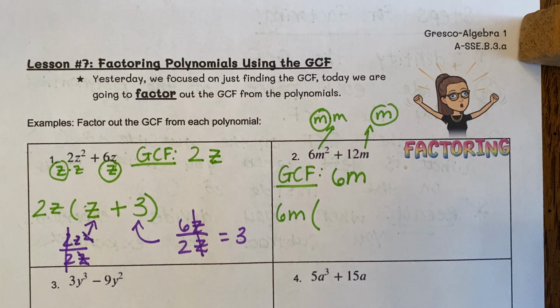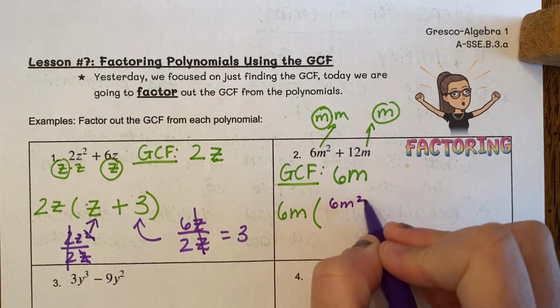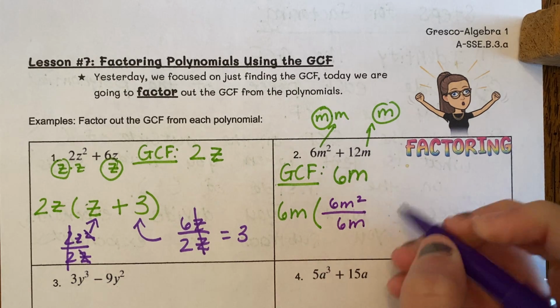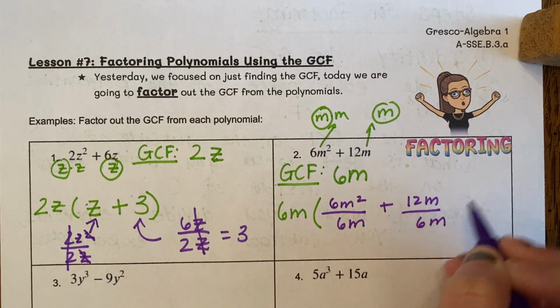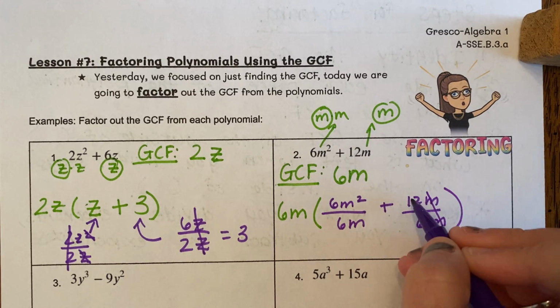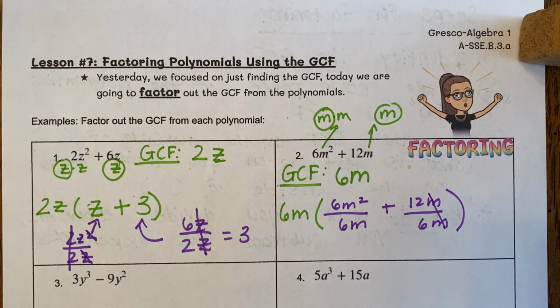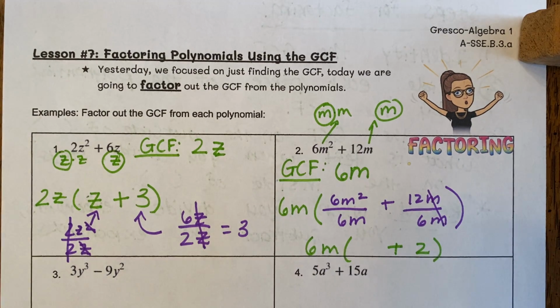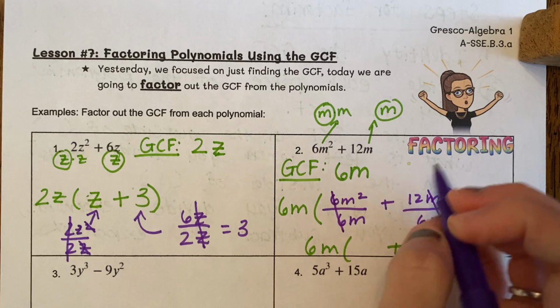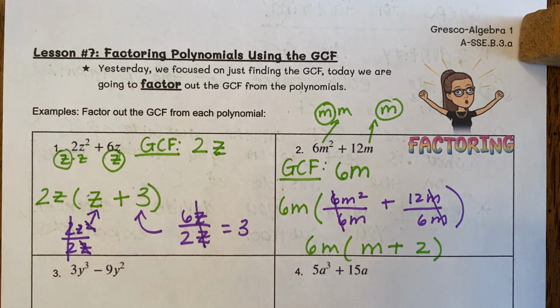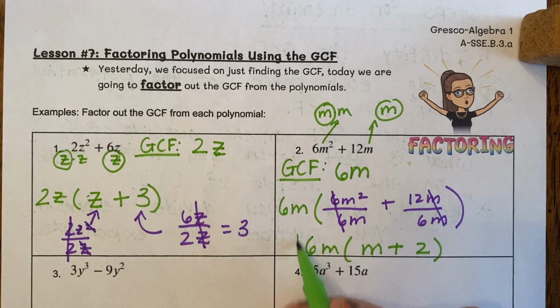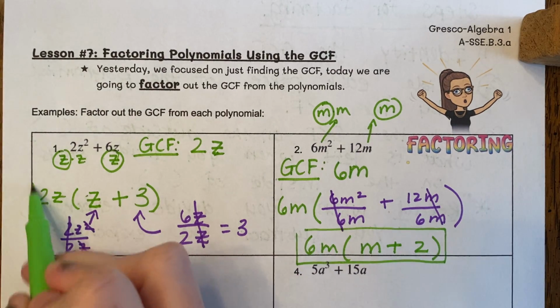On the inside, I have 6m squared divided by 6m plus 12m divided by 6m. For the 12m divided by 6m, these cancel, and then I would get a 2. And for 6m squared divided by 6m, the 6 is canceled, and then 2 minus 1 is just 1. So it would be 6m times m plus 2. This was the answer here.